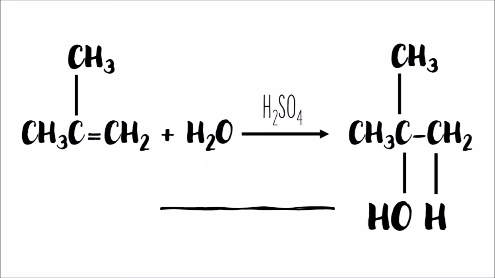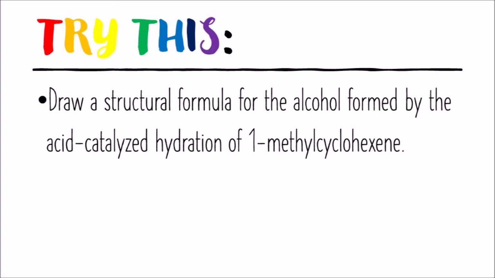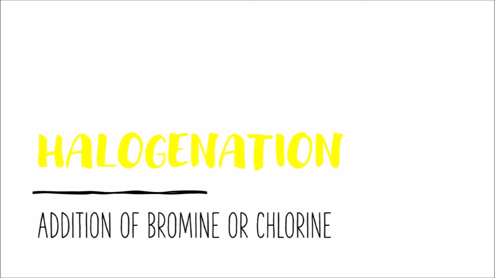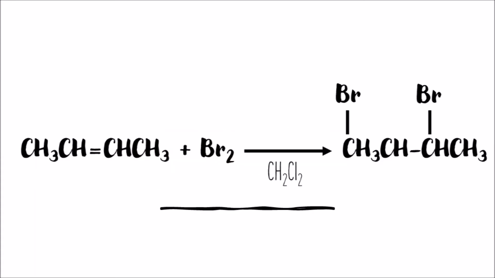Here's another equation involving 2-methylpropene. If you look closely in the product side, it still follows Markovnikov's rule. Now pause the video and try solving this problem. In halogenation, the reaction is similar to that with the alkanes. In addition, the double bond becomes a single bond in the product side, just like in this equation here.